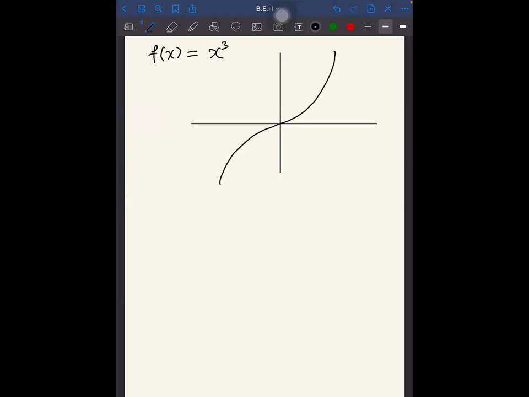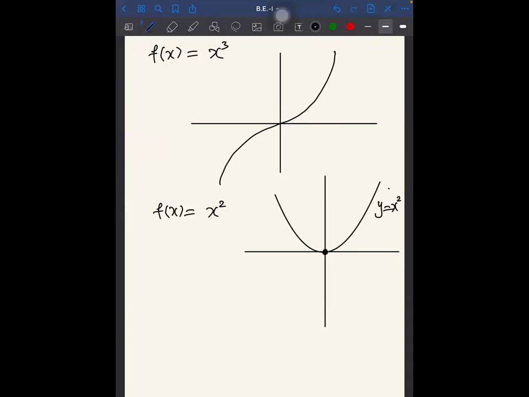Let's compare it with another example. Let's say f of x is equal to x square. Let me make it another way. Now, is it okay? Yes, sir. Now this is 0, 0, a point of minima.